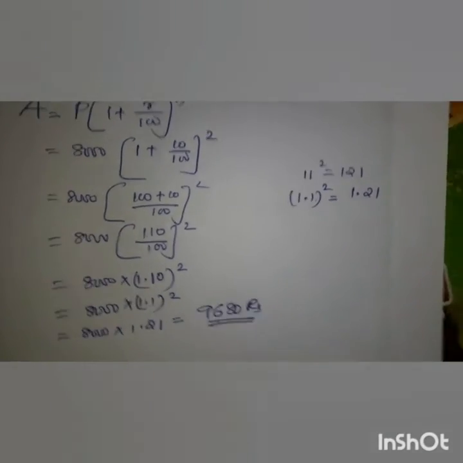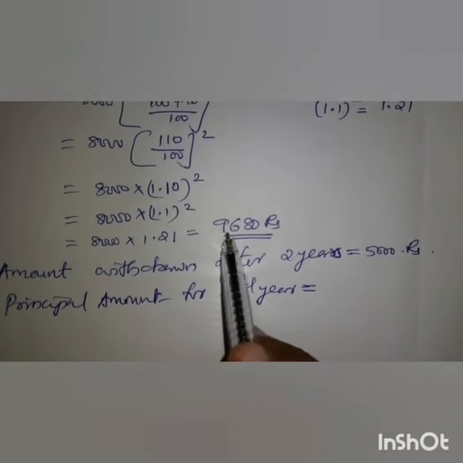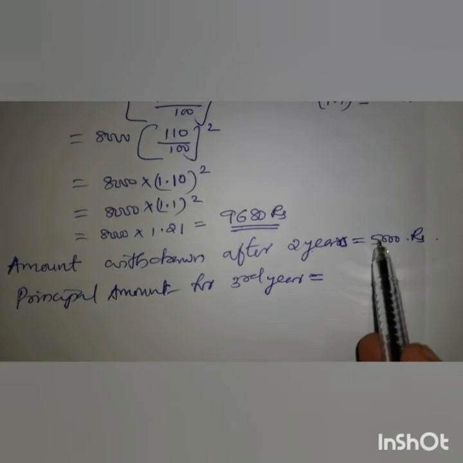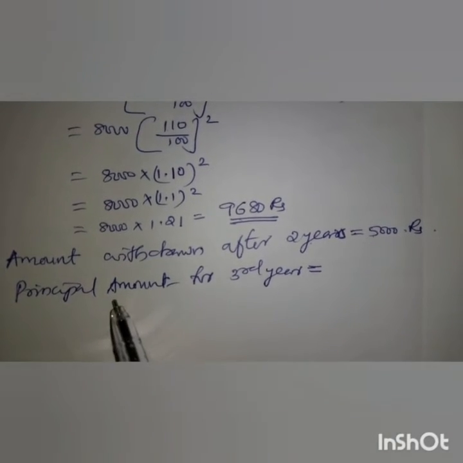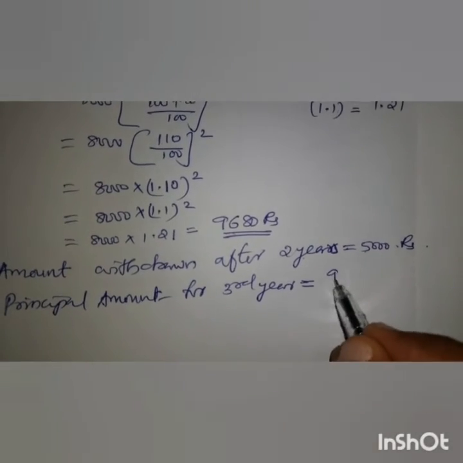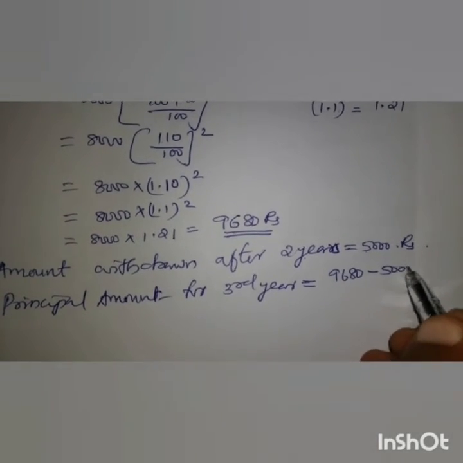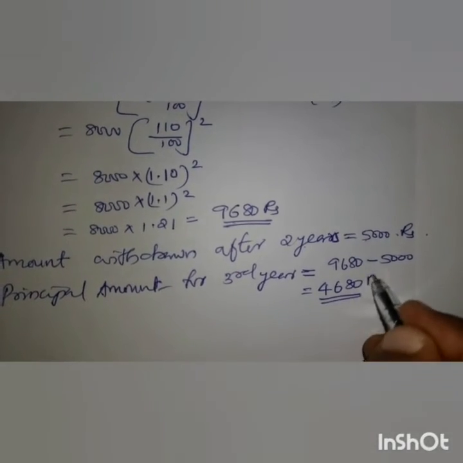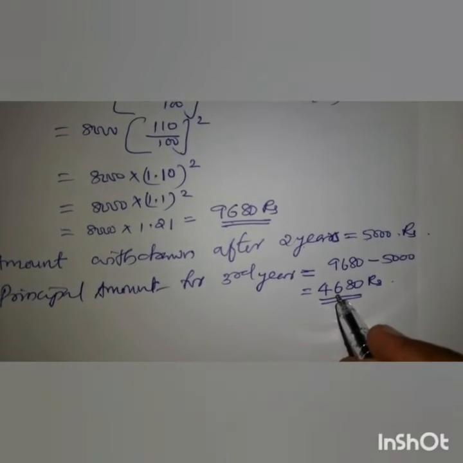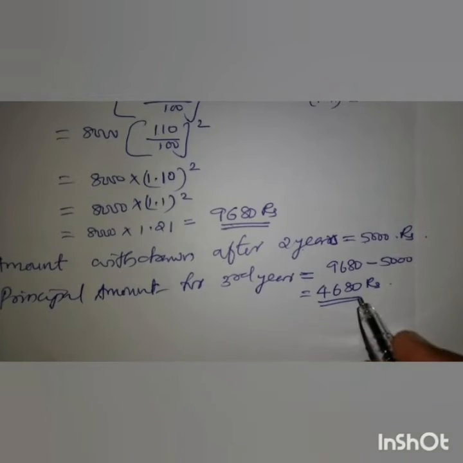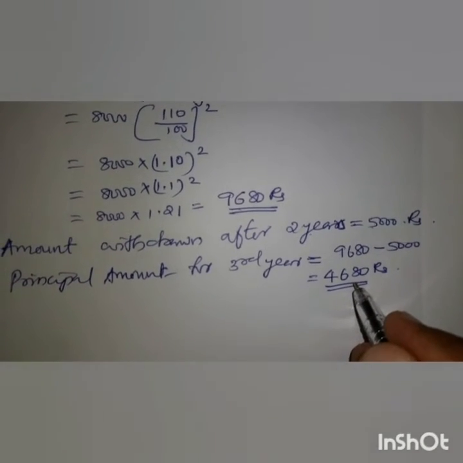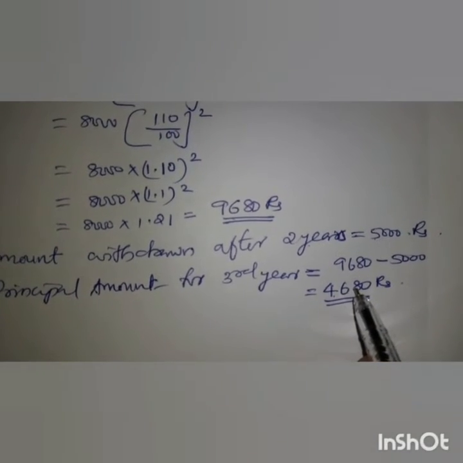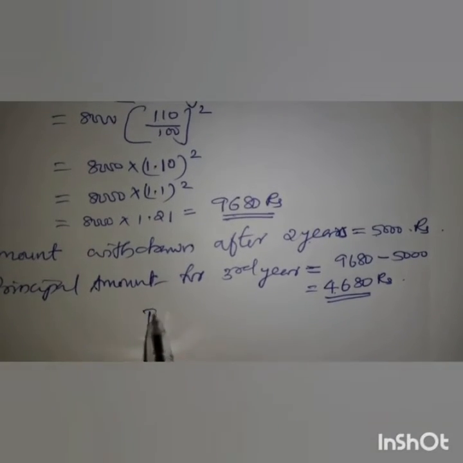So the amount you are getting after 2 years is 9,680 rupees. Then after 2 years, she withdrew how much? 5,000 rupees. So the principal amount for the third year is 9680 minus 5,000. So the remaining is 4680 rupees. This is the principal amount for the next term. So the interest we have to calculate. The principal amount of the third year is 4,680 rupees. So you have to find out the interest of 10%.